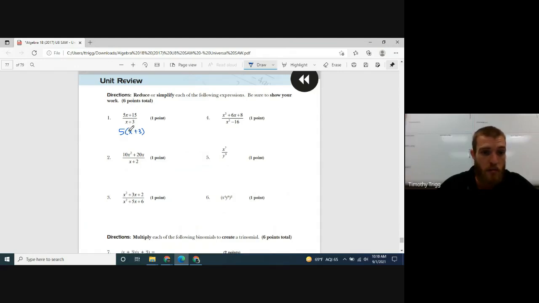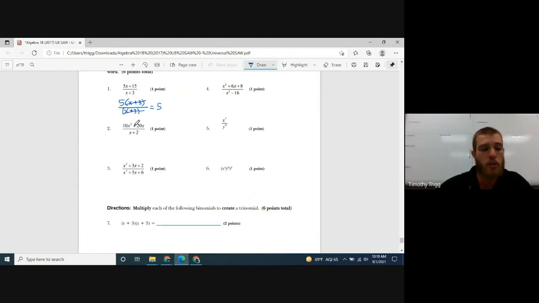If I distribute the 5 back in the parentheses, I should get this top again. Over, and then the bottom can't be factored. It's just x plus 3. But notice this factor x plus 3, and there's an x plus 3 on the bottom. These factors you can cancel, and that gives you 5 as your answer.